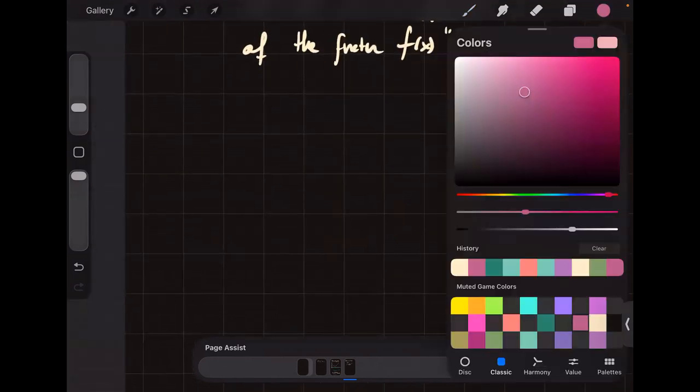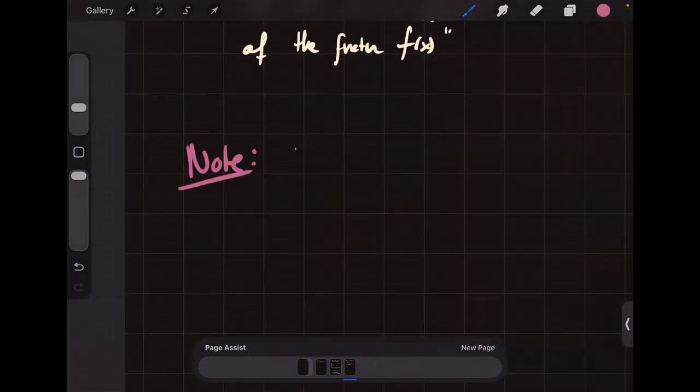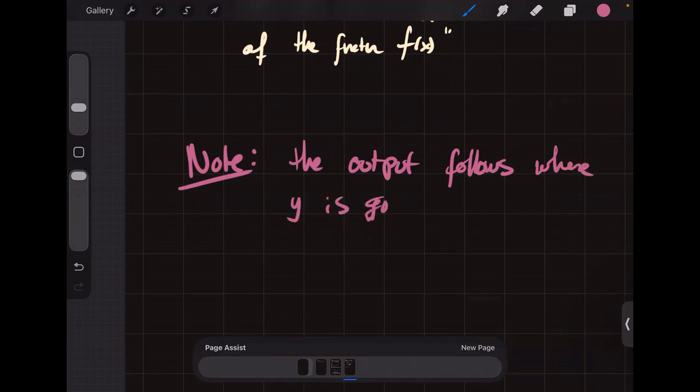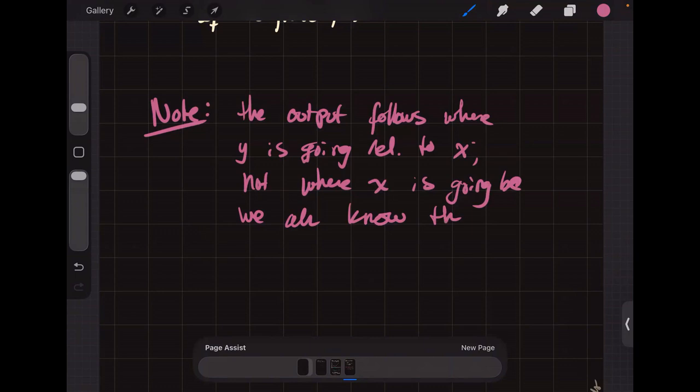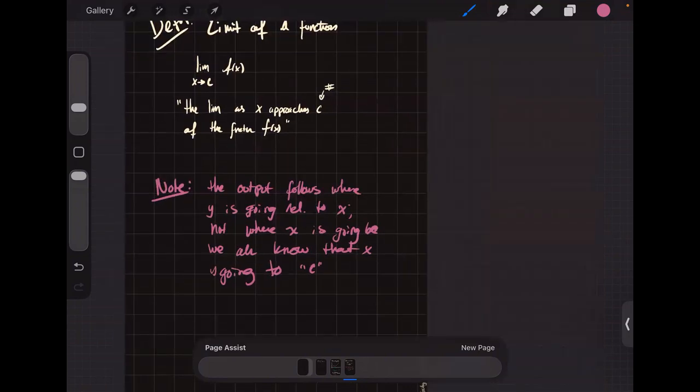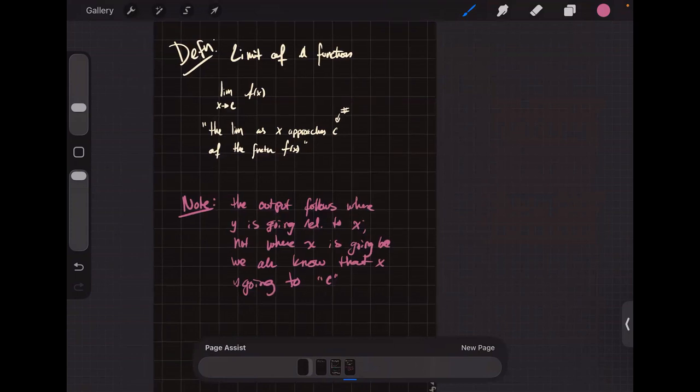An important note is the output follows where y is going relative to x, not where x is going, because we already know that x is going to c. It'll be easy. It's just input, output.